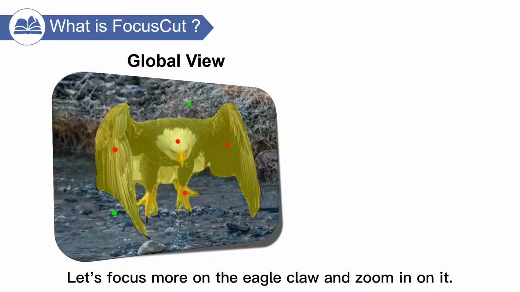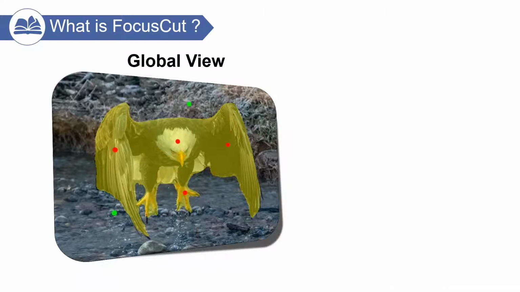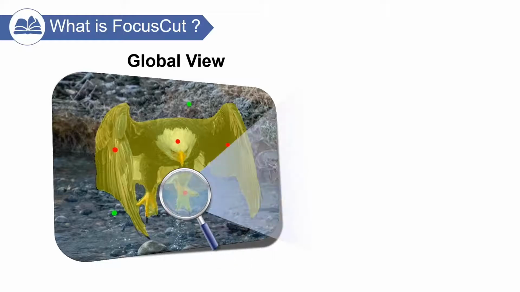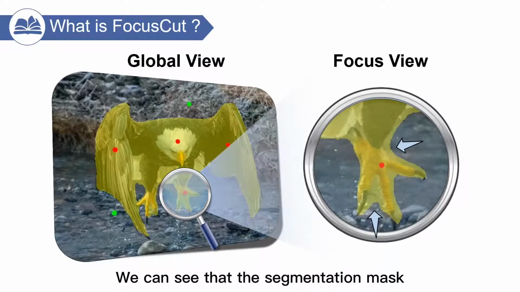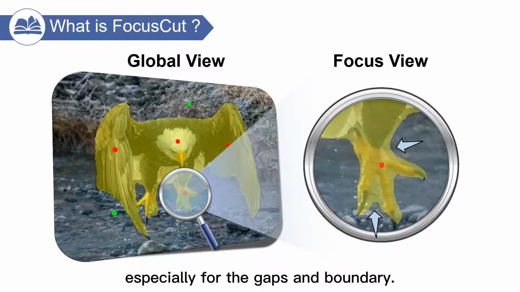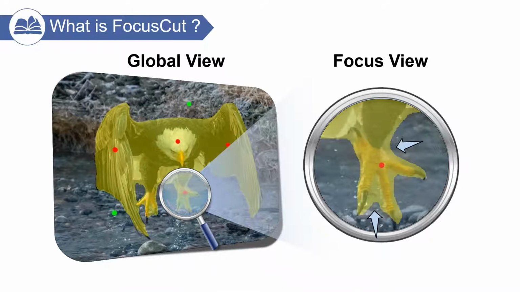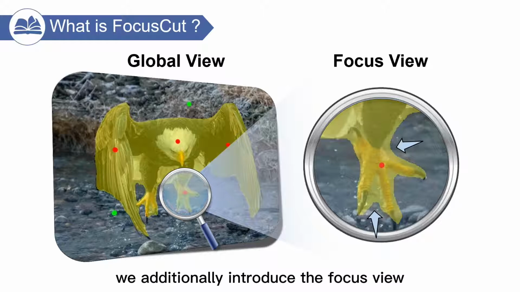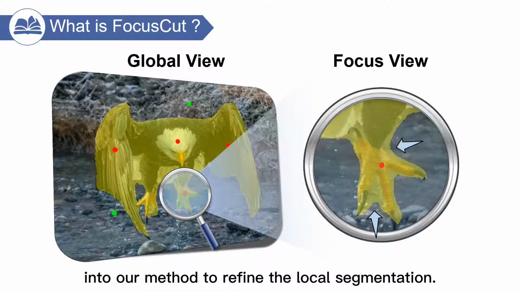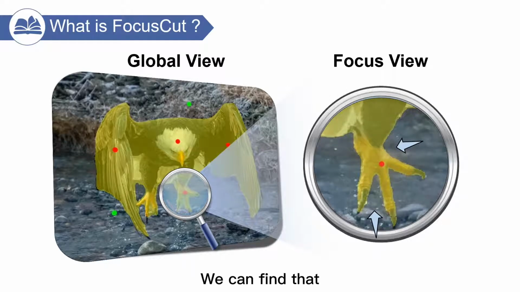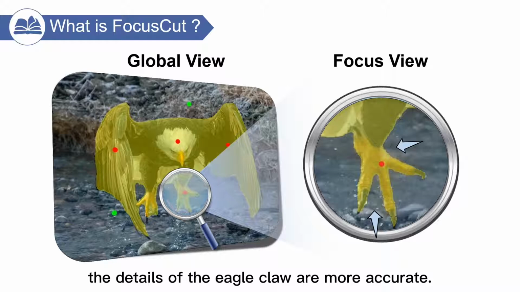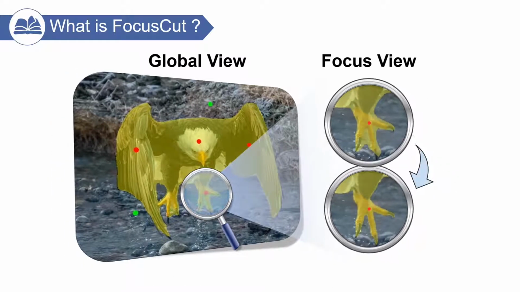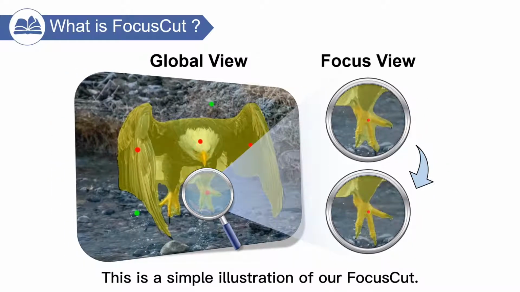Let's focus more on the eagle claw and zoom in on it. We can see that the segmentation mask is somewhat unsatisfactory, especially for the gaps and boundary. Based on the observation, we additionally introduce the focus view into our method to refine the local segmentation. We can find that through the refinement in the focus view, the details of the eagle claw are more accurate. This is a simple illustration of our FocusCut.